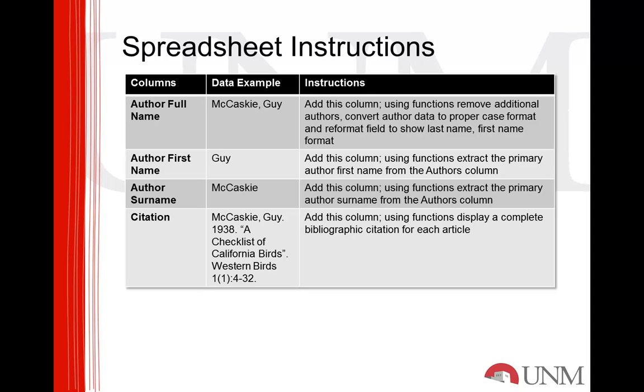And then put the author name in proper case format, which means a capital letter for each part of the name and lowercase letters for all of the other parts of the name. Then I want 2 additional columns, one for the author first name, one for the author last name. And then at the very end, a new column called citation, in which you're going to use a formula to create a complete, cleaned, formatted bibliographic citation for that article in the form that's in the instructions here.